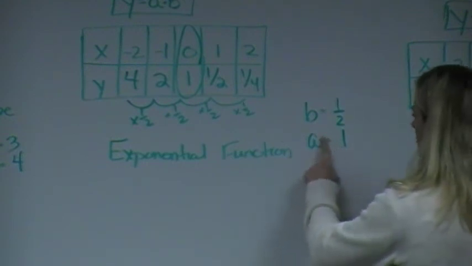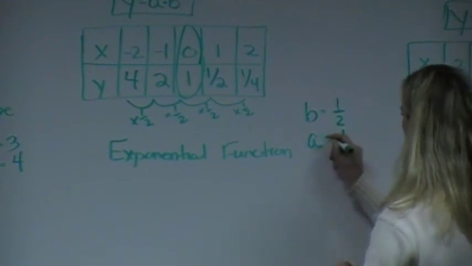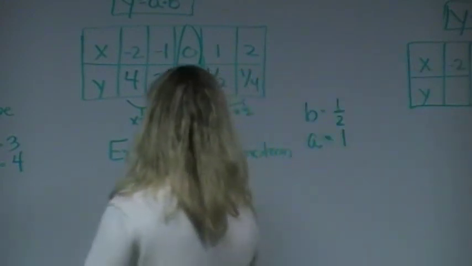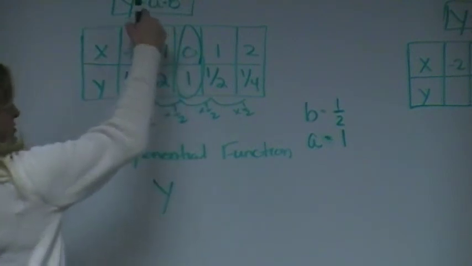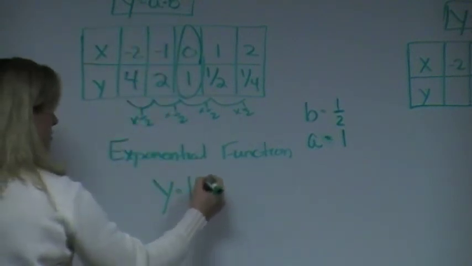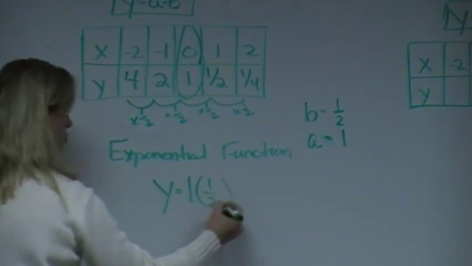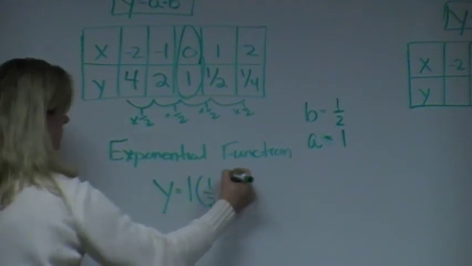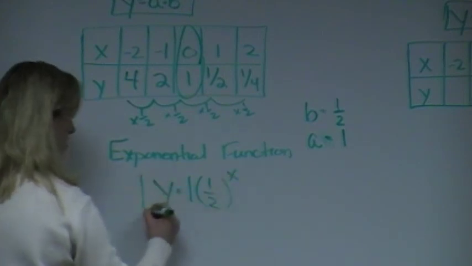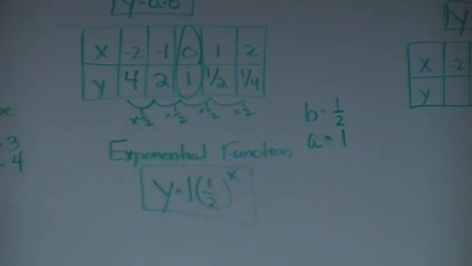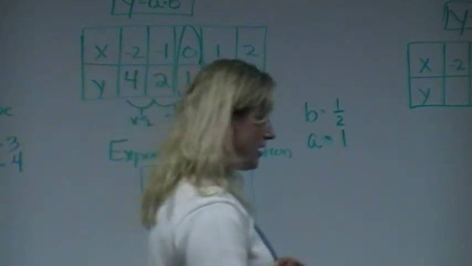So I know that my equation will be y equals a, which is what? 1 times my b, which is 1 half to the what? No, we don't, yep, just x. We don't need to put a value, because we're going to plug those in for x. All right, does making an exponential function make sense now? Yeah. Okay, now comes the quadratic. Okay?